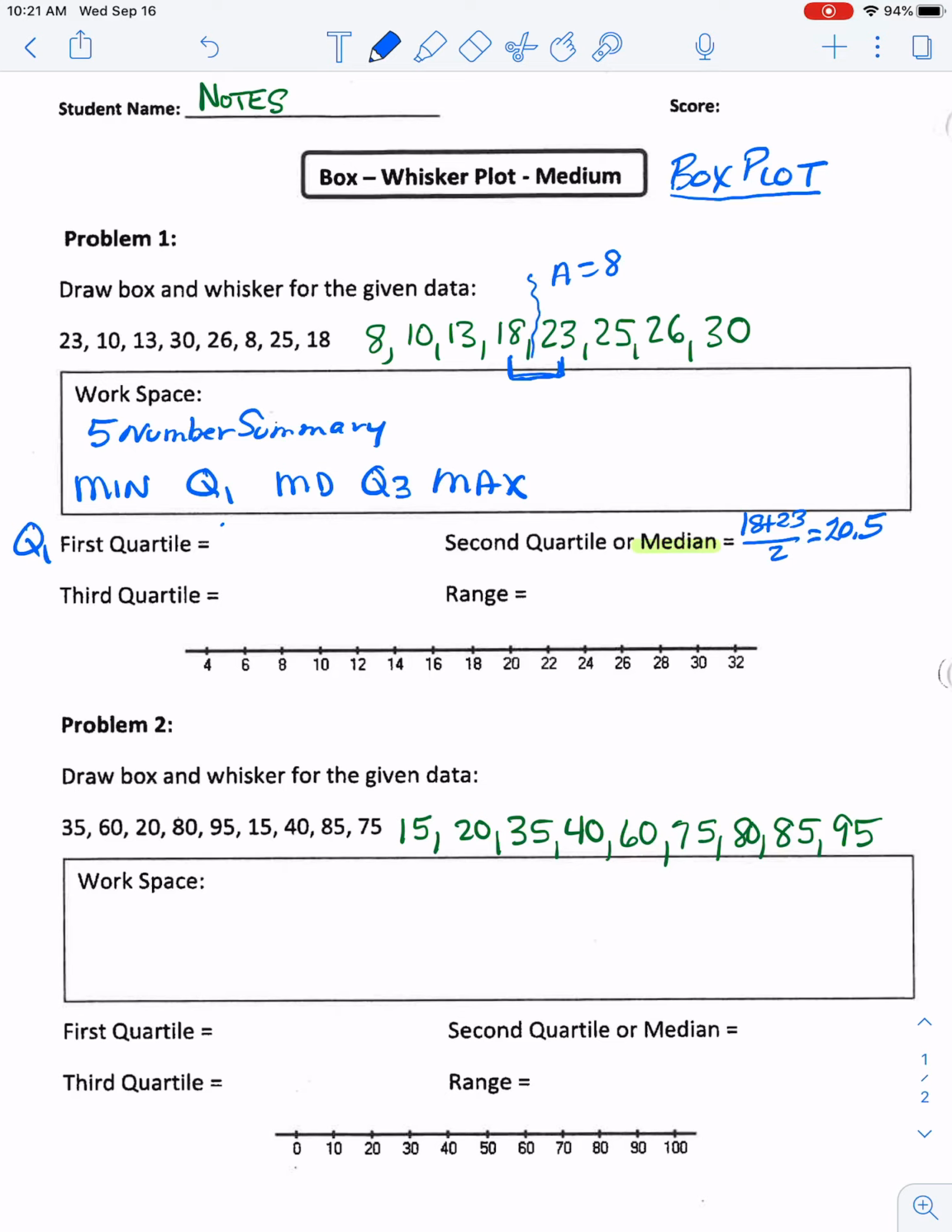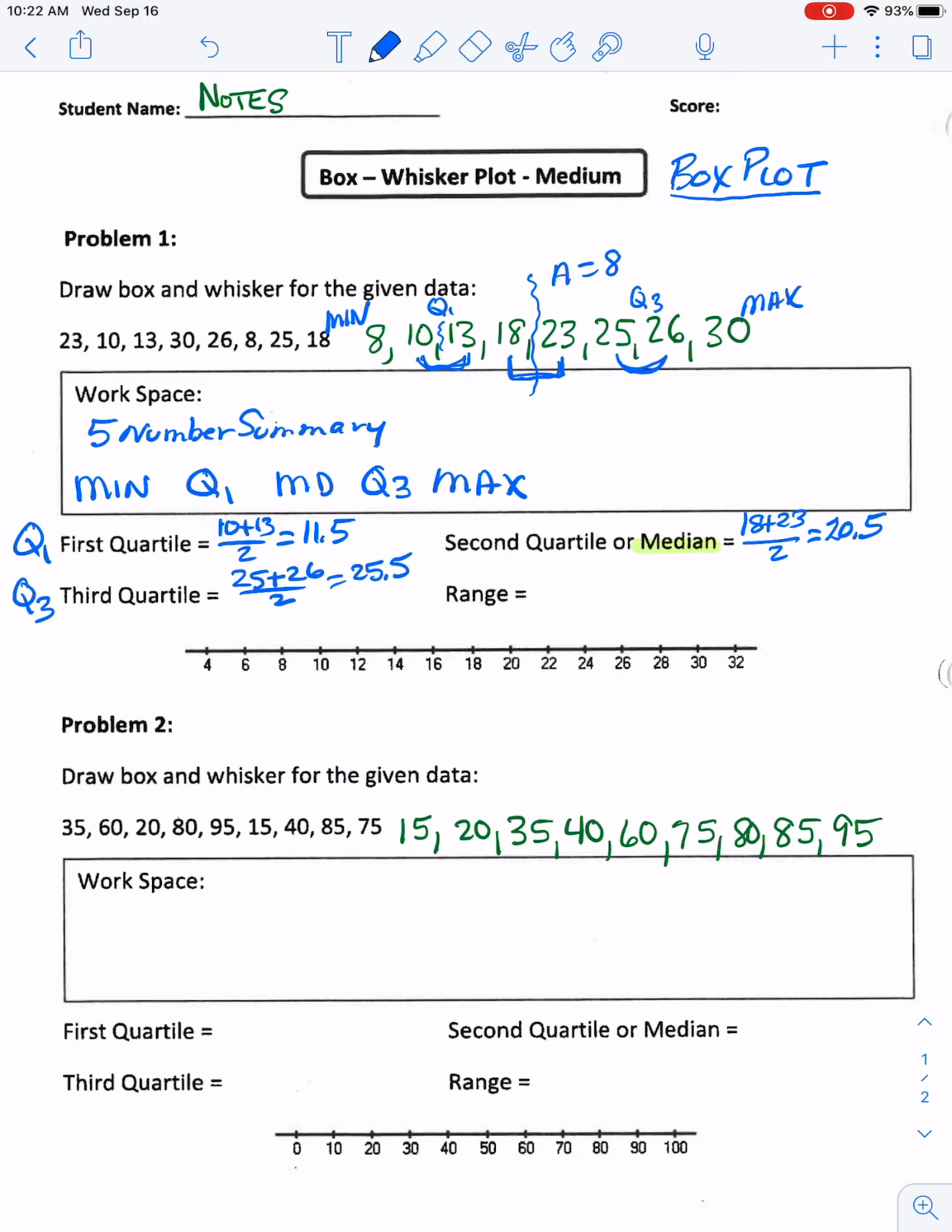Then, once we have that calculated, we're going to go back to find the first quartile, or Q1, and that's going to be between 10 and 13, so it's halfway between. So 10 plus 13 divided by 2 drops us in at 11.5. That's our Q1. Q3 is going to be between the 25 and the 26, divide by 2, drops us in at 25.5. And then our min and our max. So 30 is our max, 8 is our min.